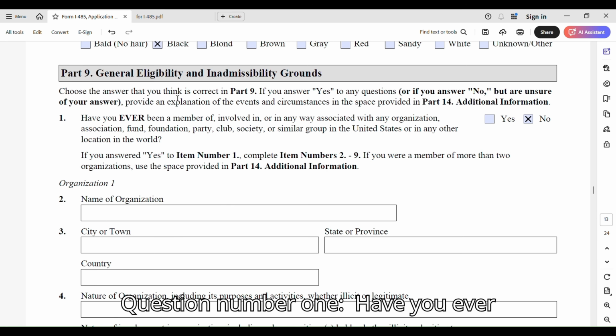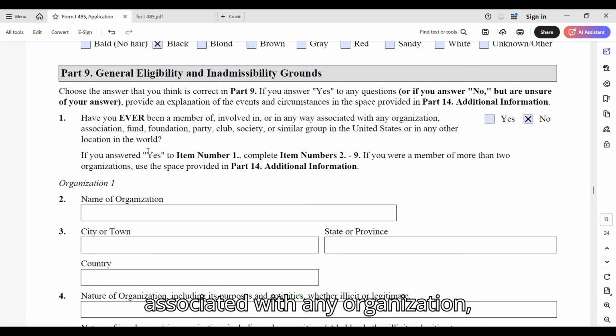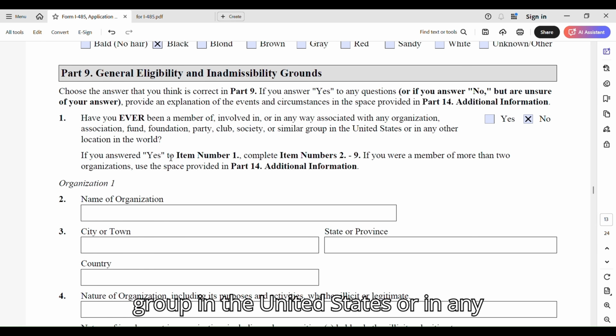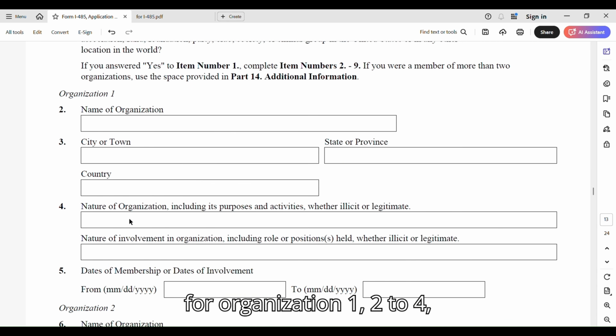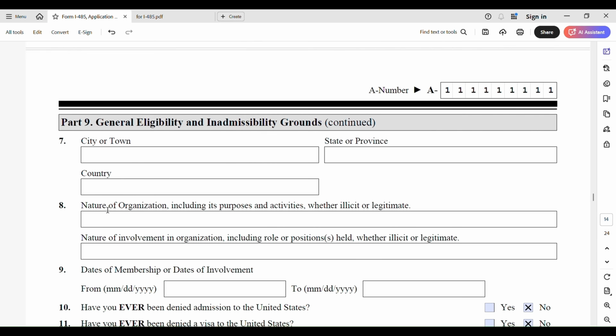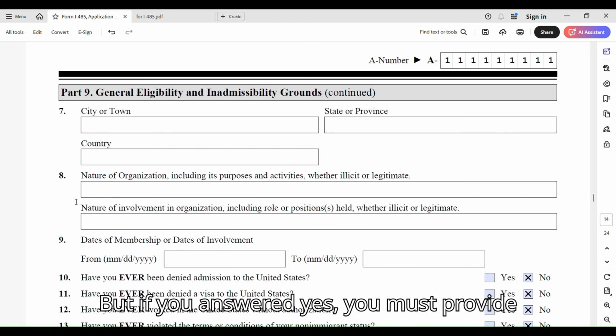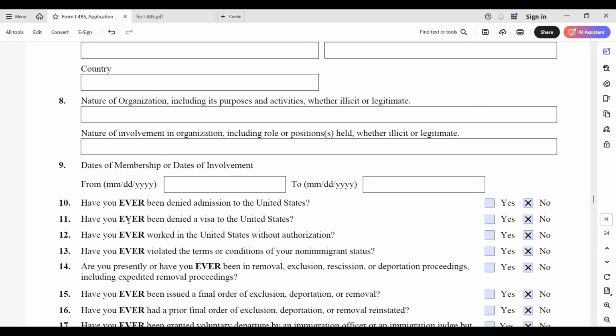Question number 1. Have you ever been a member of, involved in, or in any way associated with any organization, association, fund, foundation, party, club, society, or similar group in the United States or in any other location in the world? In my case, it is no. If you answer yes, you must provide this information right here for organization 1, 2 to 6. Items 7, 8, 9 will be left blank if you answered no. But if you answered yes, you must provide the information from 2 to 9.